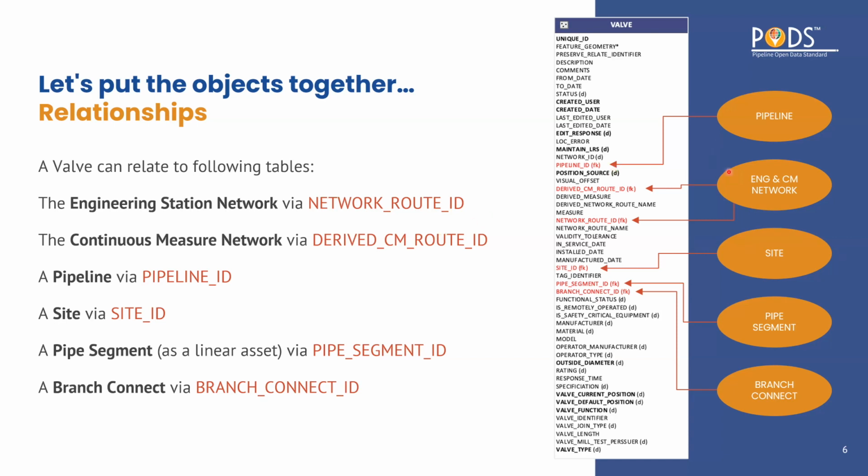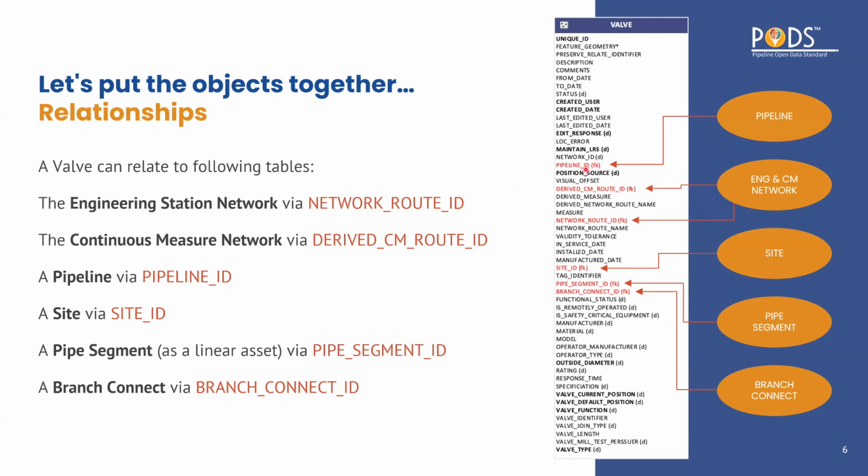So we've got it tied to the network by a network route ID, which is a foreign key. So that FK throughout the model means a foreign key. So anytime you see that FK, it means it's tied to another object in the model. So derived CM route is your derived continuous measure.